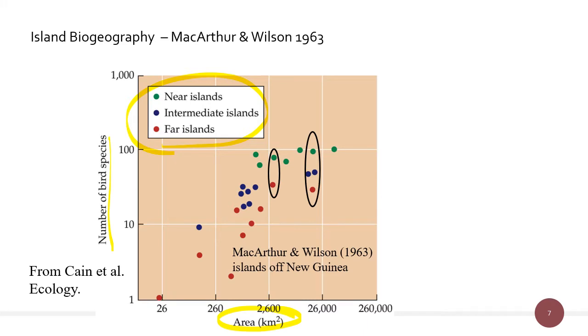So if we take a look at isolation, the more isolated an island is, the fewer individuals are going to come in, so you're going to have lower immigration. So if you increase isolation, you're going to decrease immigration of new species.